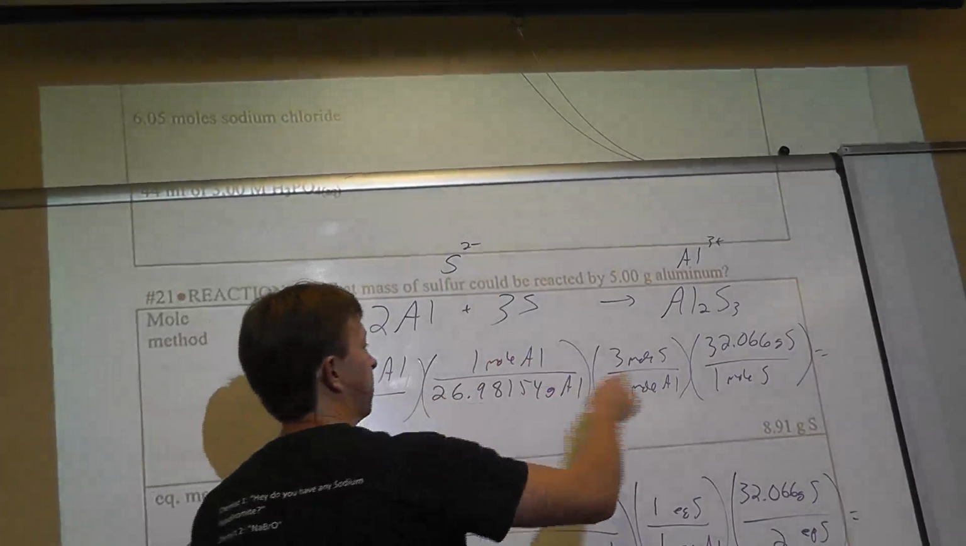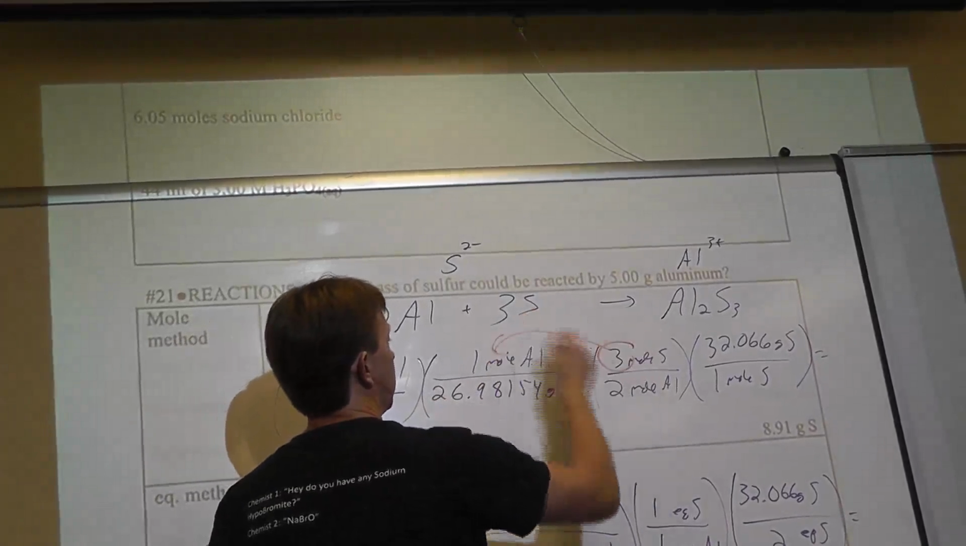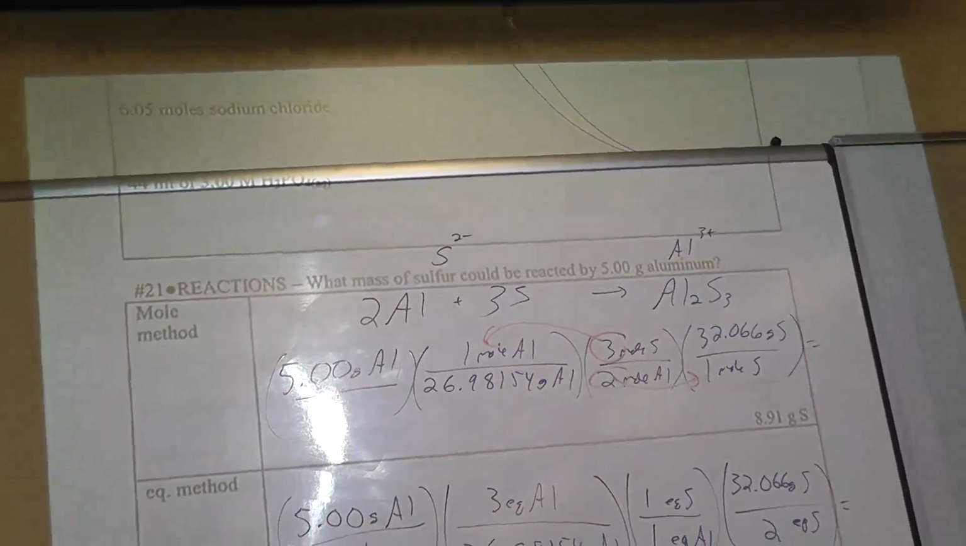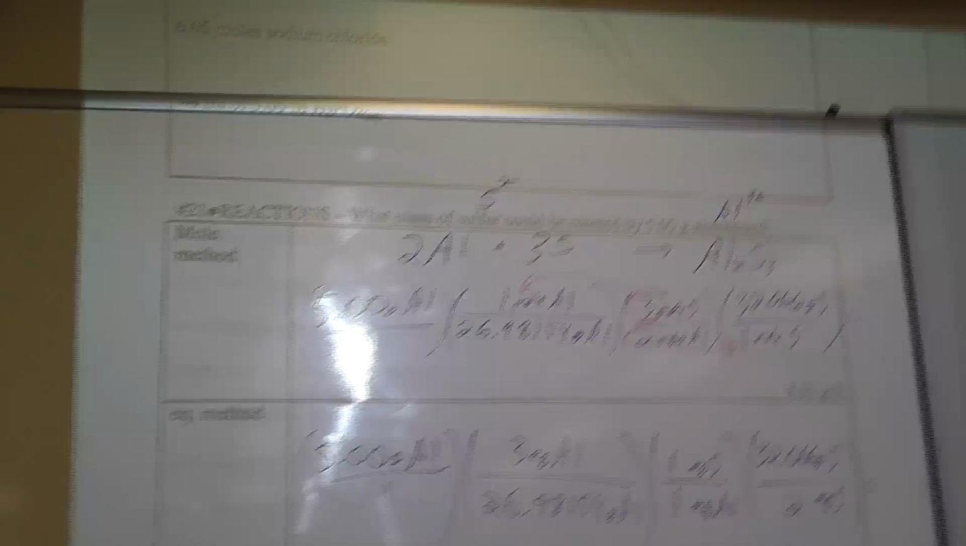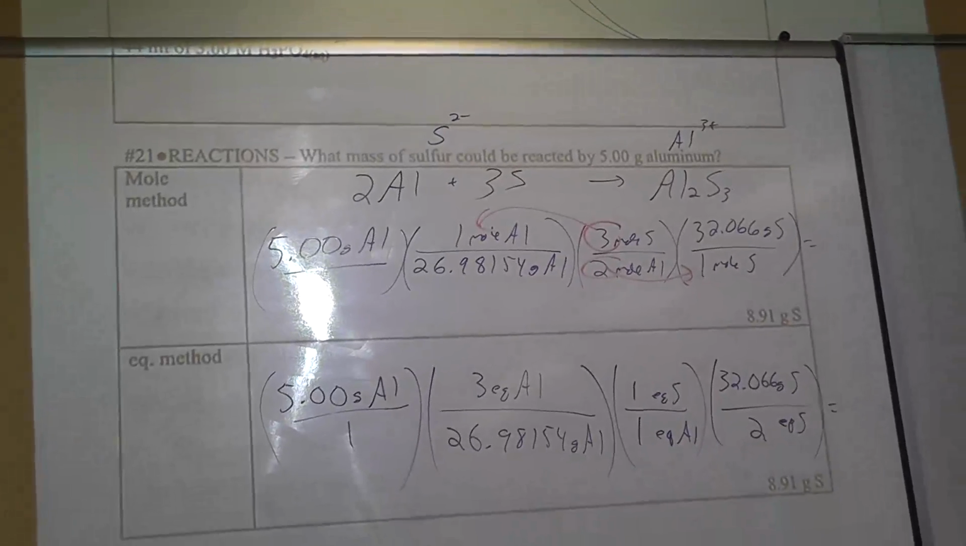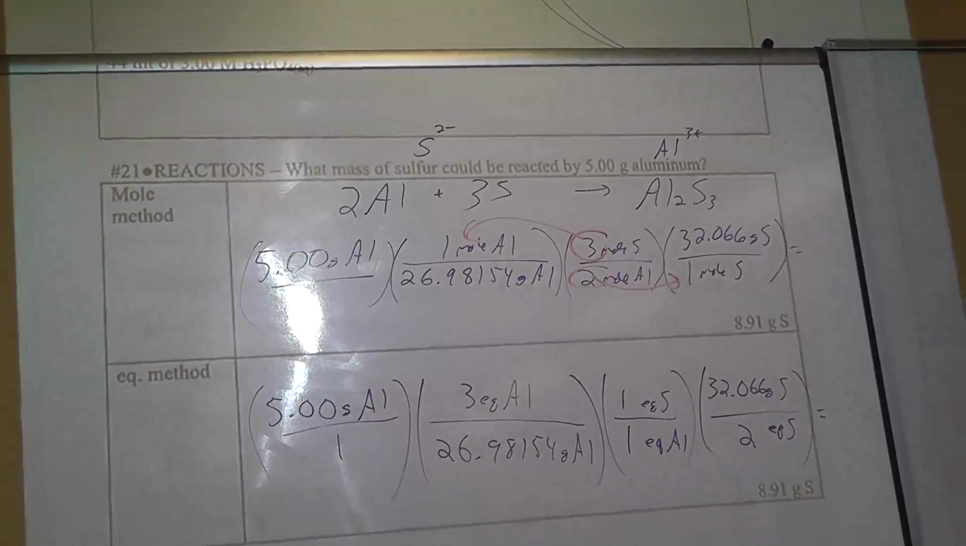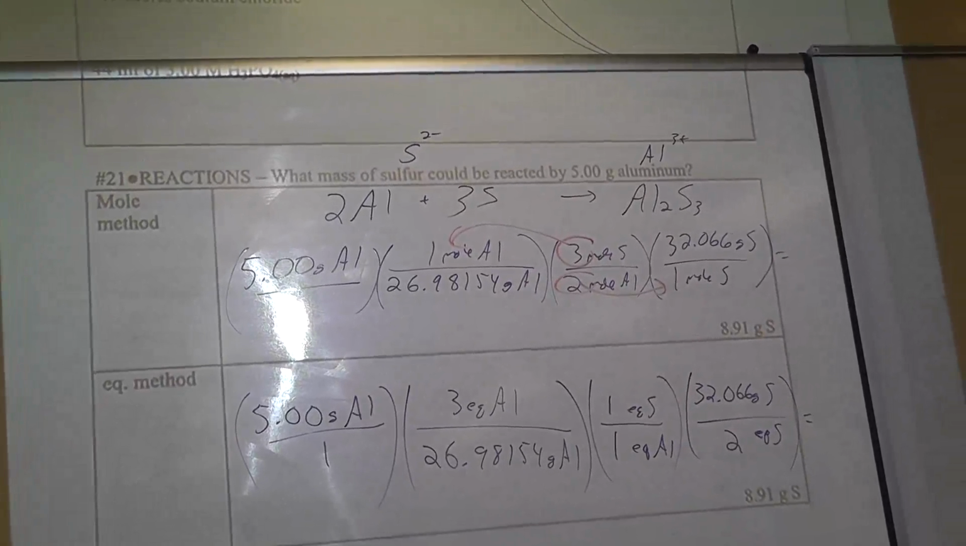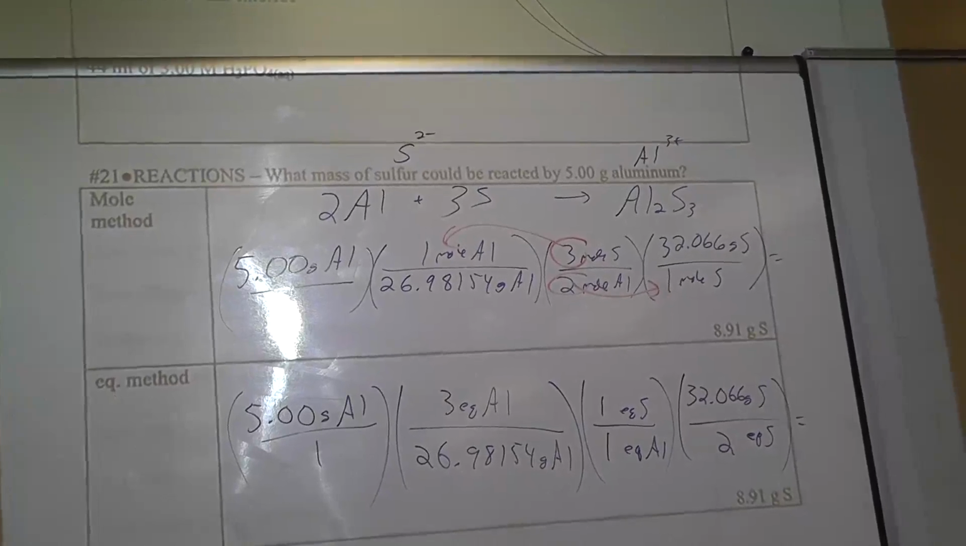I mean, if we went back to the mole method, if we moved this 3 over here and moved this 2 over here, it's not just similar, it's identical. Do you see that the math is identical? We're writing it out in a slightly different fashion, and that's because we're not using the balanced equation, we're using those charges.